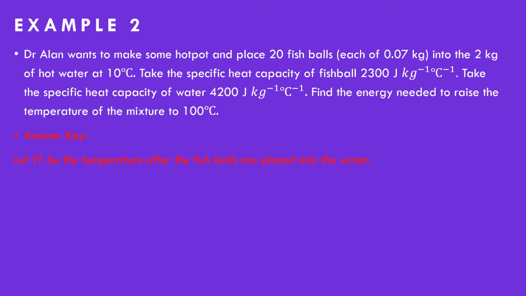Finally, the energy needed will be the mass of water times the specific heat capacity of water times the change in temperature, plus the mass of fish balls times the specific heat capacity of fish balls times the change in temperature. This is much more difficult because we are finding the energy needed to raise the temperature of a mixture instead of a single substance. Therefore, you have to think of the energy needed separately.